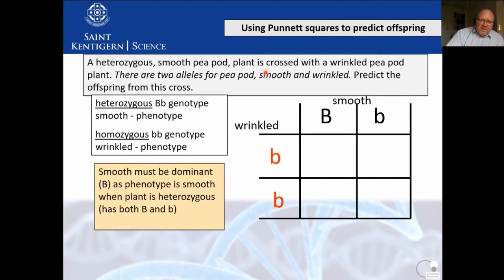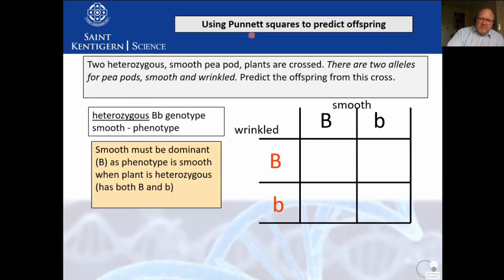Same thing for a pea pod. So it's just repeating the same thing. Now you have two heterozygotes, smooth and wrinkled. There are two alleles for pea pod, smooth and wrinkled. Predict the offspring from this cross. Two heterozygotes are crossed.